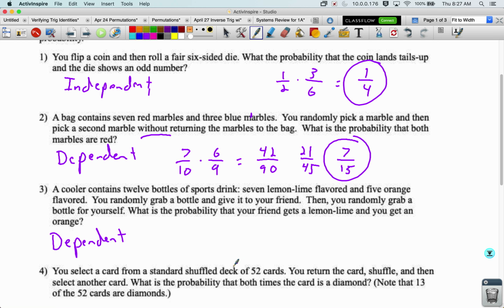So you want to know that if you get orange, you had a 5 out of 12 chance of getting orange, and then you grab one for your friend and there's 7 lemon limes out of the remaining 11. This gives you a 35 out of 12 times 11, which is 132.